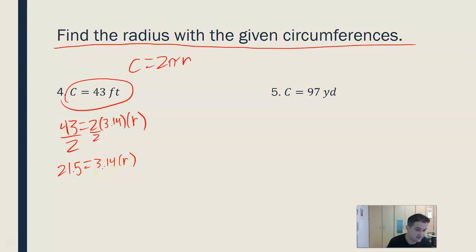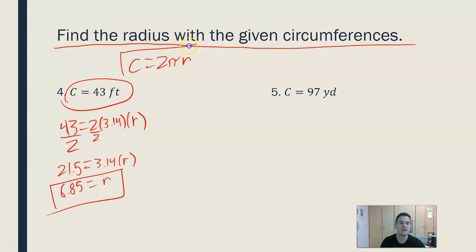And then I need to divide by 3.14. 21.5 divided by 3.14 is 6.85. So my radius here is 6.85. So again, using the formula that I have for the circumference, if I know the circumference, then I can find what the radius is by just solving for r. Dividing by 2 and dividing by pi.